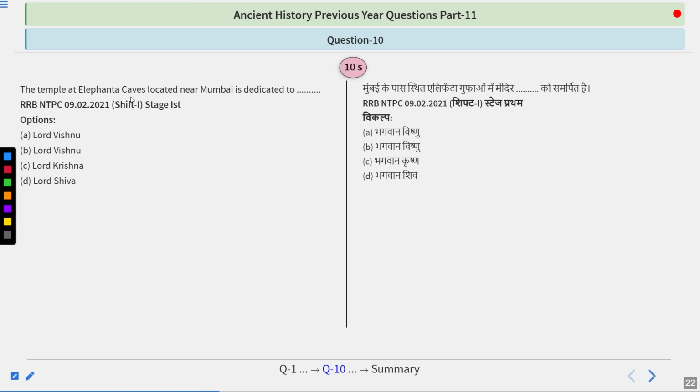The temple at Elephanta Caves, located near Mumbai, is dedicated to. Options are Lord Shiva, Lord Vishnu, Lord Krishna, or Lord Brahma. So take your time and try to answer this question, guys.